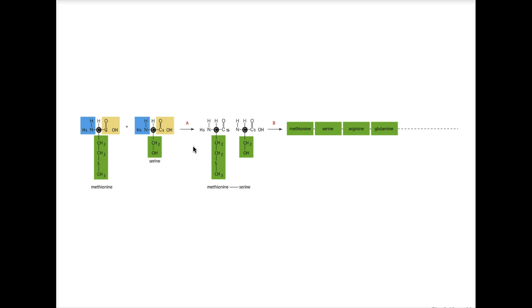We bind these together through a condensation reaction, and through the process that we'll learn in the next week, we are able to continually bind amino acids together, which you can see all the way over to the right: methionine bound to serine, bound to arginine, bound to glutamine. So we build a polypeptide or a protein from assembling amino acids. And what makes each amino acid unique is their R group.